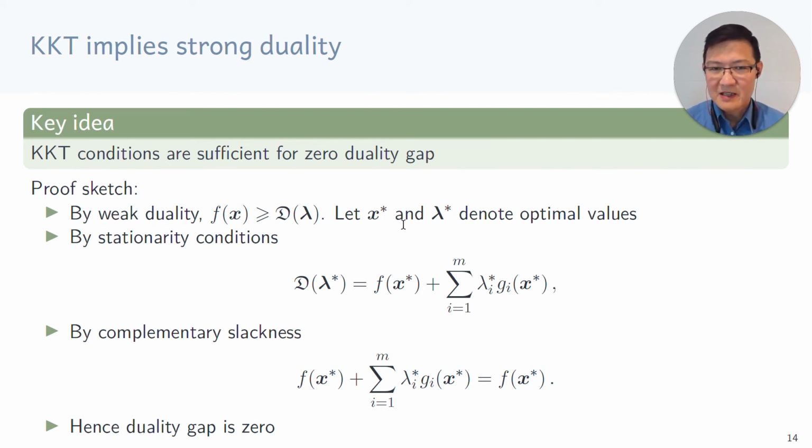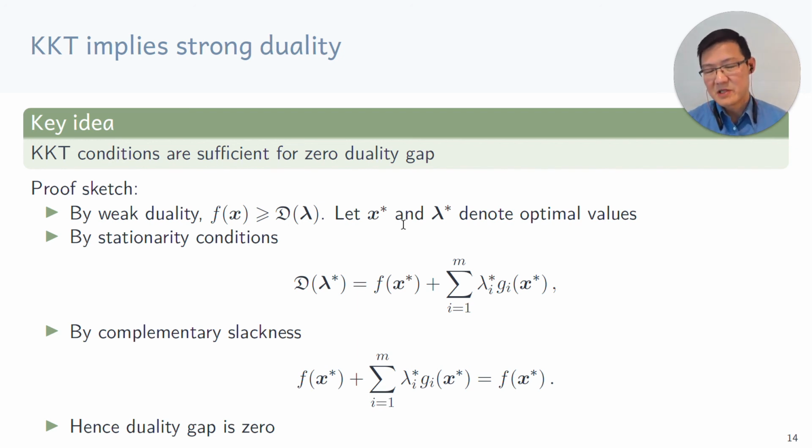And by observing that the right term is essentially a sum over the terms which are in the complementary slackness condition, we can see that the right term is 0 because it's either lambda I is 0 or GI is 0, right? And since the product is always 0, then that sum disappears. So we get the fact that the primal optimization problem is the same value as the dual optimization problem. Hence, the duality gap is 0.